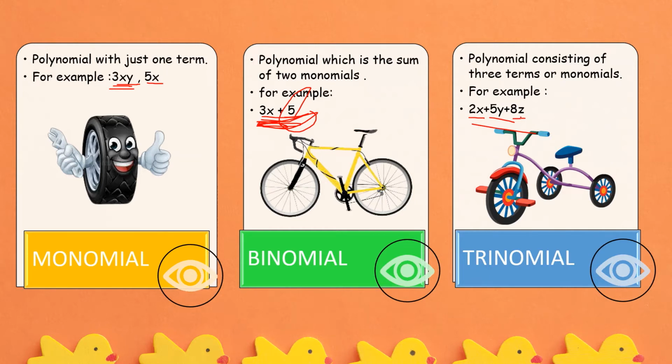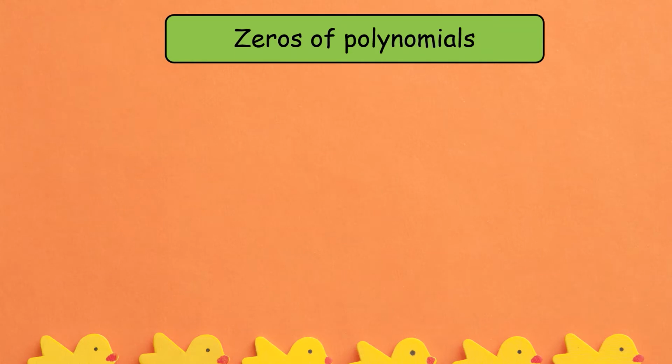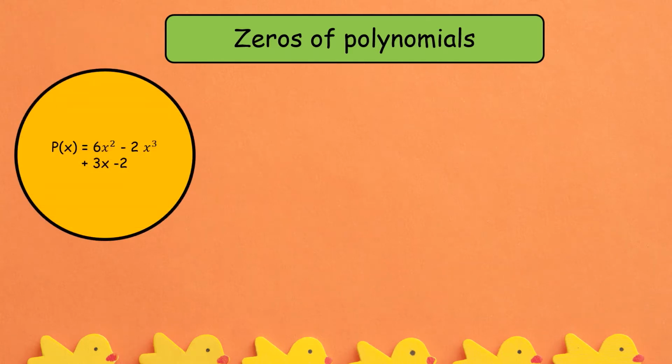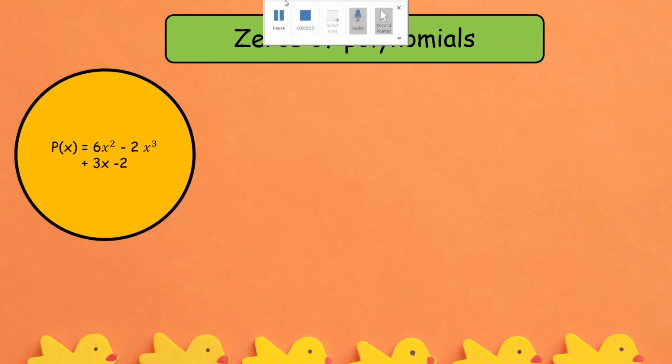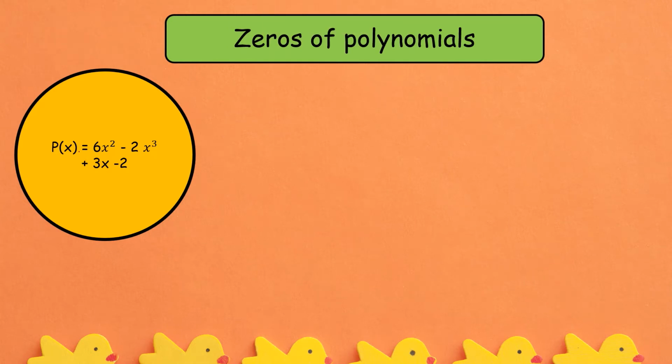So let's move forward. Now, what is the zero of a polynomial? For example, suppose you have a polynomial expression p of x equals 6x squared minus 2x cubed plus 3x minus 2. Then how do you find the zeros of the polynomial?